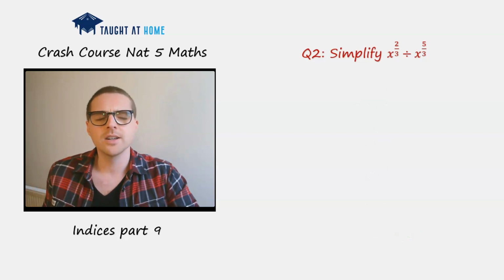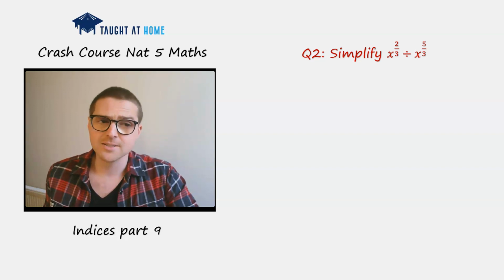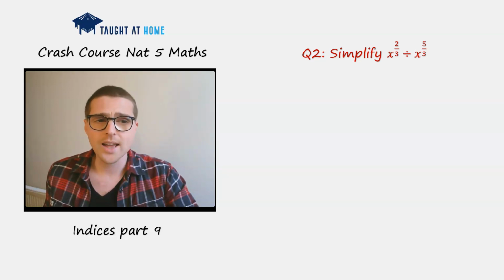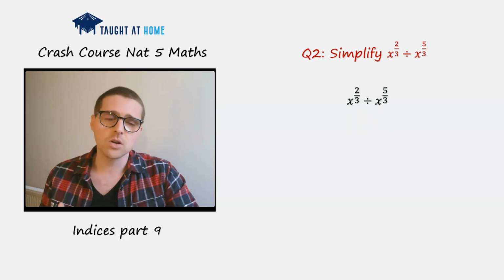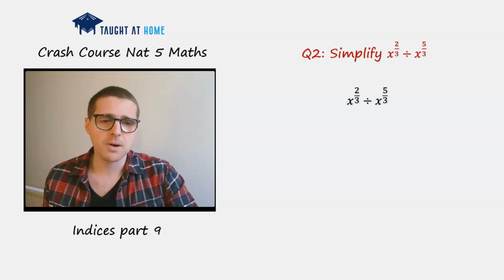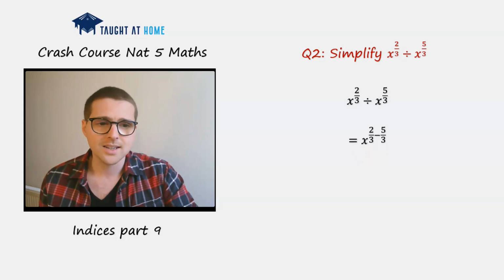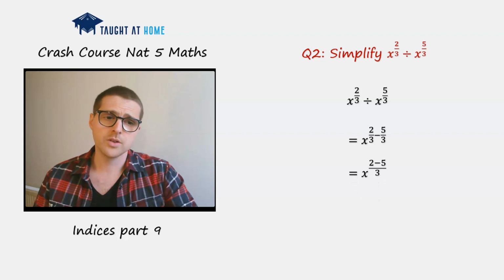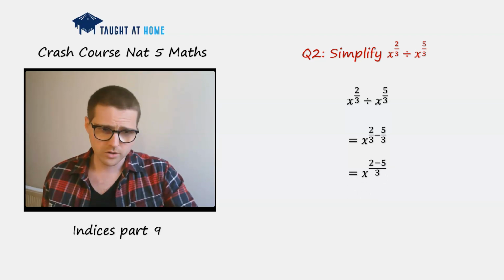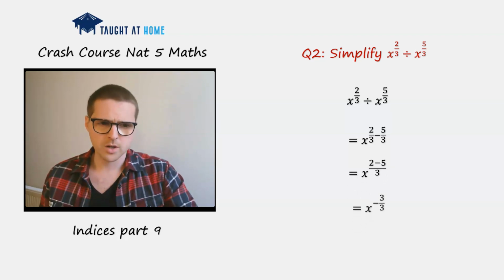Again, this time we're having to divide two numbers. So we've got x to the power of 2 over 3 divided by x to the power of 5 over 3. So what we're going to do is use the second law of indices, which states we have to subtract these powers. So we're going to be subtracting the indices, which is 2 over 3 minus 5 over 3. Again, straightforward, we've got the same denominator, so we can just do 2 minus 5 over 3, which is x to the minus 3 over 3.